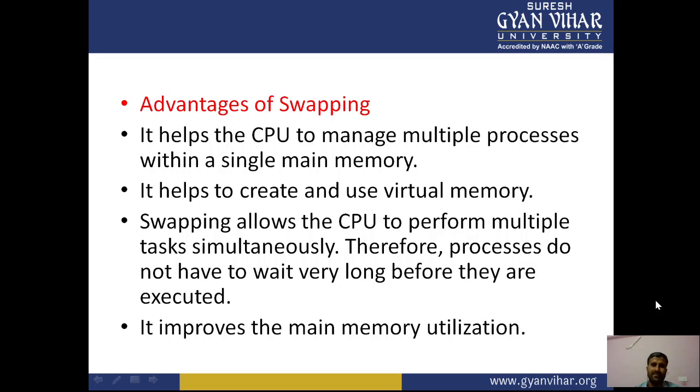Now let us discuss the advantages of swapping. It helps the CPU to manage multiple processes within a single main memory, as well as it helps to create and use virtual memory. Swapping also allows the CPU to perform multiple tasks simultaneously. Therefore, processes do not have to wait very long before they are executed. It improves the main memory utilization. So these are the advantages of swapping.